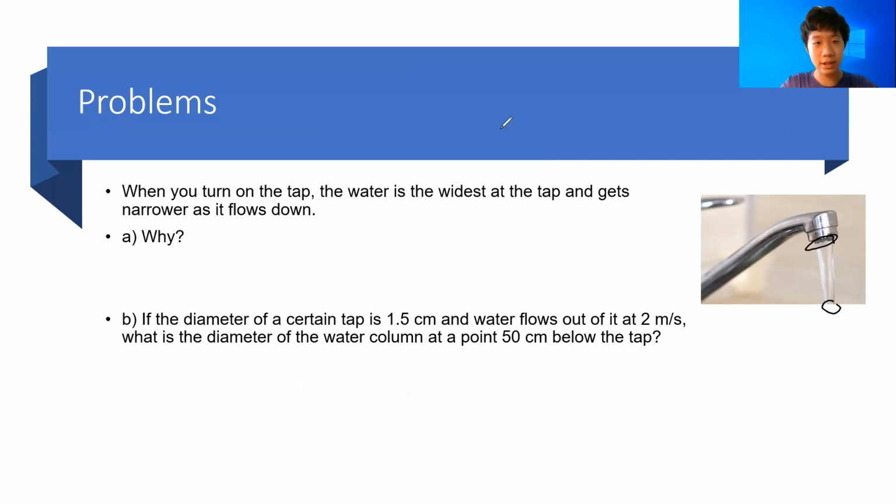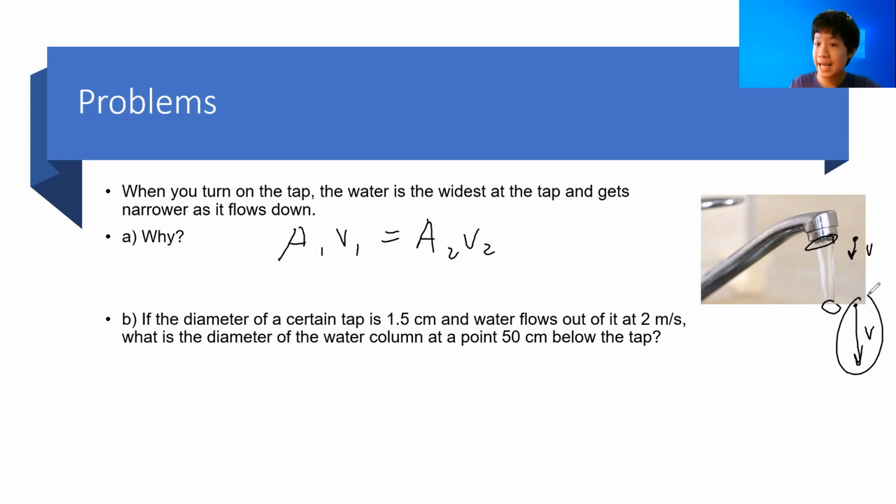So why does it work? Well, we can use the equation of continuity. A1 V1 equals A2 V2. This says that the higher the velocity, the smaller the cross-section area. And as you can see here, the velocity right at the tap is smaller than the velocity down below because gravity accelerates the water as it goes down. Since the velocity is higher here, that means the area must be smaller here as well. Okay, so that's why the area is smaller than up at top. Okay, so that's part A.